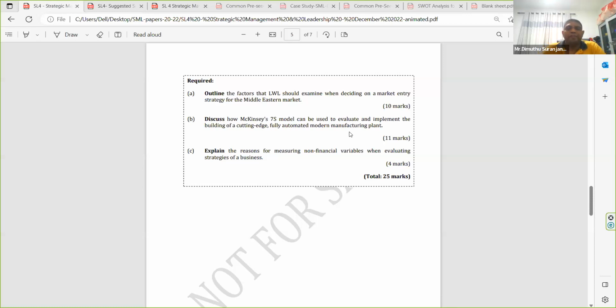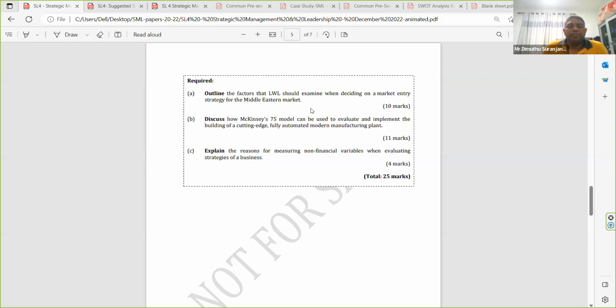In part B, discuss how the McKinsey 7S model can be used to evaluate and implement the building of a cutting-edge, fully automated modern manufacturing plant. 11 marks. At 11 marks, I test your knowledge of the 7S model.